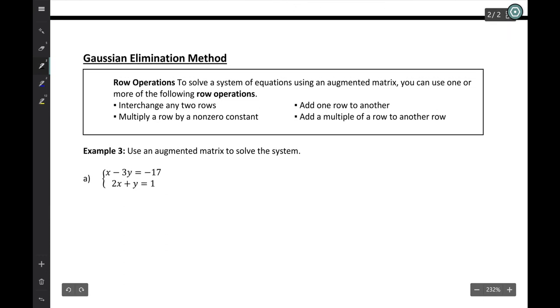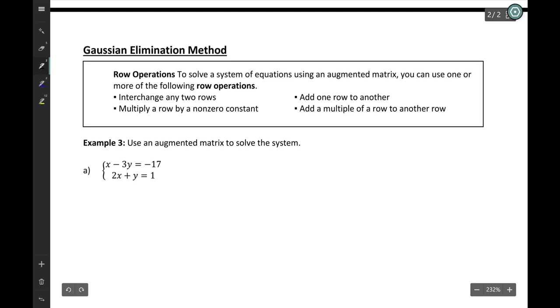So Gaussian elimination method. This is what we're actually talking about. You can use row operations to solve a system of equations using an augmented matrix. You can use the following row operations. We can interchange any two rows, multiply any row by a non-zero constant, add one row to another, or add a multiple of a row to another. Remember, adding is the same as subtracting, just giving it a negative.